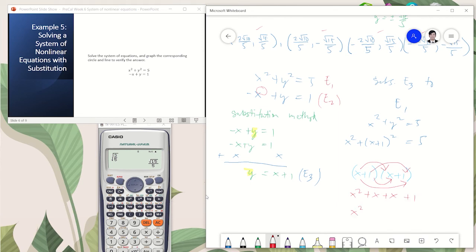Then combine the like terms, x plus x, 2x. So there you go. That's the result. x squared plus 2x plus 1 is equal to 5. This x squared plus 2x plus 1 is coming from the square of x plus 1, the one that we did here. So I'll erase this, since that's not necessarily to be shown in your solution paper. Combine the like terms, x squared plus x squared is 2x squared.